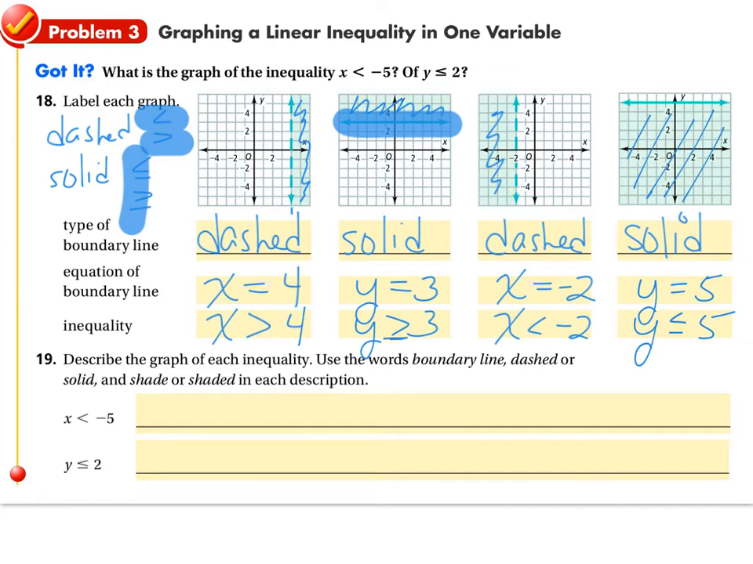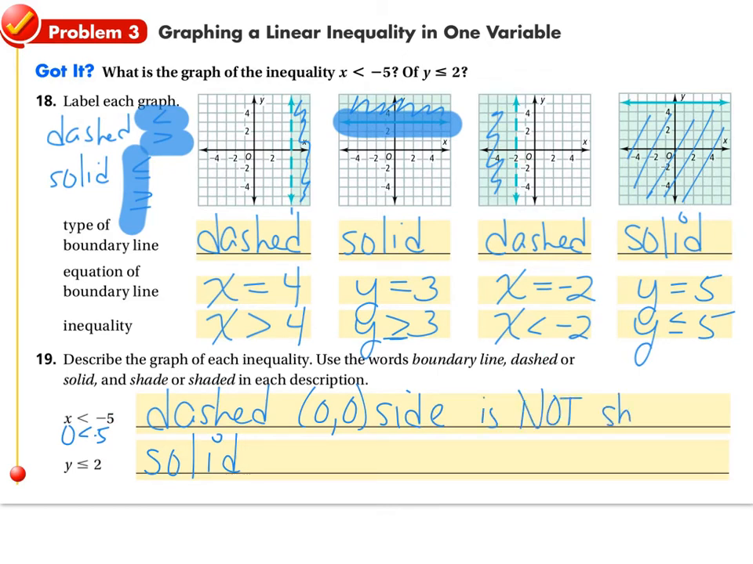We can apply that knowledge to problem 19. Looking at the first graph, we know that this graph is a dashed line. And this graph, because it has an equal sign, is a solid line. Now, it's a bit harder to describe the shading if we can't see the graph. But what you do is you look at a point like 0, 0. So we would put the 0 in for x and say, is this a true statement? Is 0 less than negative 5? Since that is not a true statement, the side with 0, 0 is not shaded.